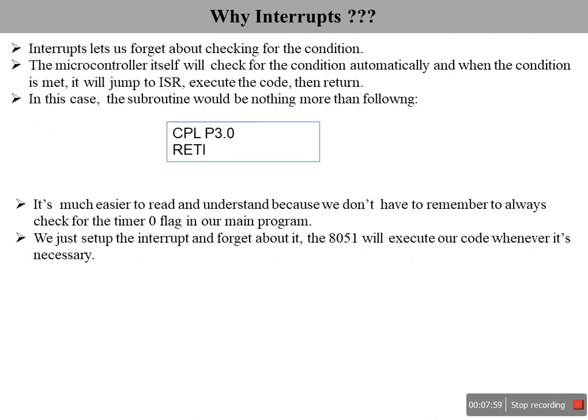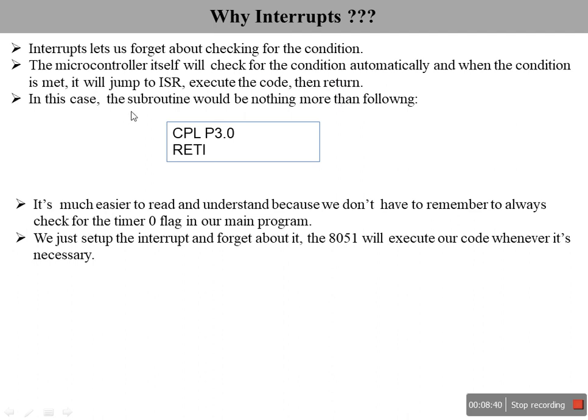Now let's look at a different approach, interrupts. Interrupts let us forget about checking for the condition. When we incorporate interrupts, we need not check whether particular conditions are met. It is not the responsibility of the microcontroller to check; it is up to the device connected to the microcontroller to notify that it needs attention and certain conditions are met. The microcontroller automatically jumps to the ISR when the condition is met, executes the code, and returns back.